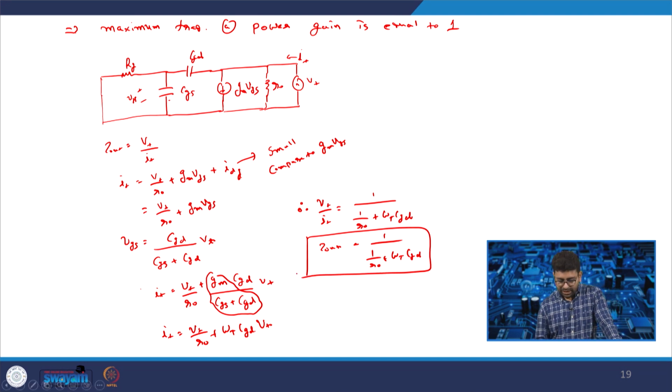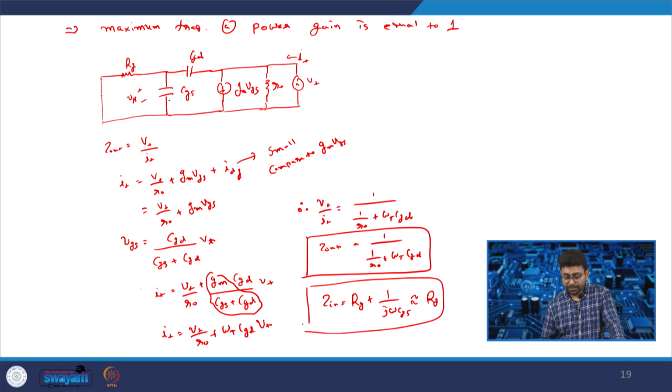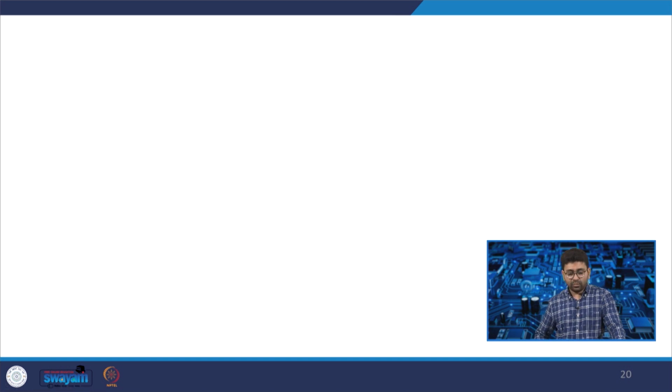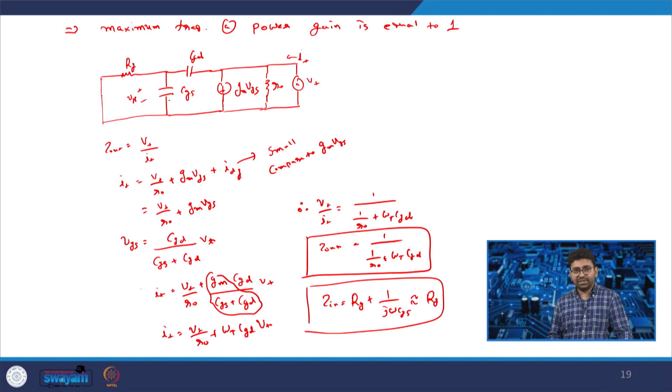Now, we can also get the input impedance, that is straightforward, that is RG plus 1 by j omega CGS, but this 1 by j omega CGS is very low at high frequency. So, mostly it will be considered as RG. So, this is the input impedance and output impedance we have found in order to find the input power and the output power. Now, we will derive the input power and output power.